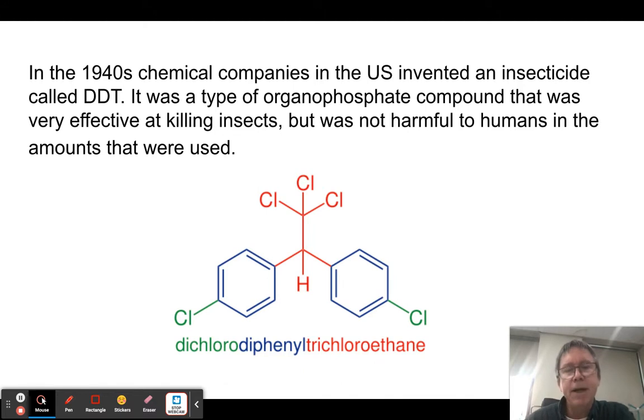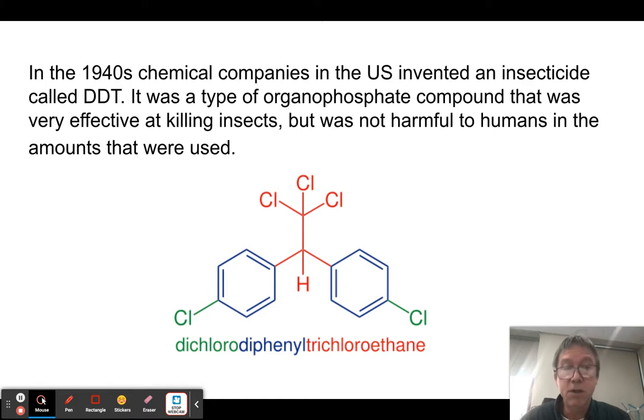So in the 1940s, chemical companies in the United States developed a type of organophosphate compounds that contained chlorine. And what they found was that these compounds were very good at killing insects in very small amounts and were not particularly harmful to humans, at least in the amounts they were being used. One of the main ones they came up with that they were most impressed with was called dichlorodiphenyl trichloroethane, or DDT. Now, as I said in a previous screencast, it's fairly related to nerve gas. It was really effective at killing, especially mosquitoes.